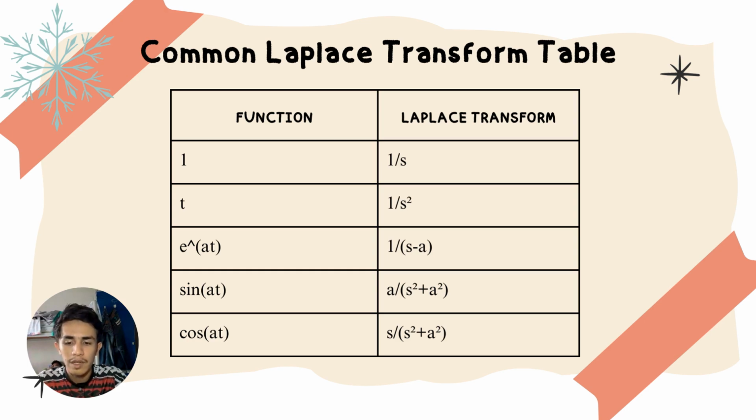The sine function, which is sin at, transforms to a over s squared plus a squared. The cosine function, which is cos at, transforms to s over s squared plus a squared. These standard transform pairs are commonly used as a reference when solving engineering and mathematical problems involving the Laplace transform.